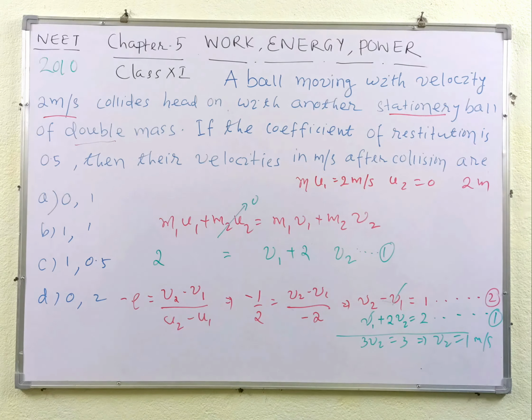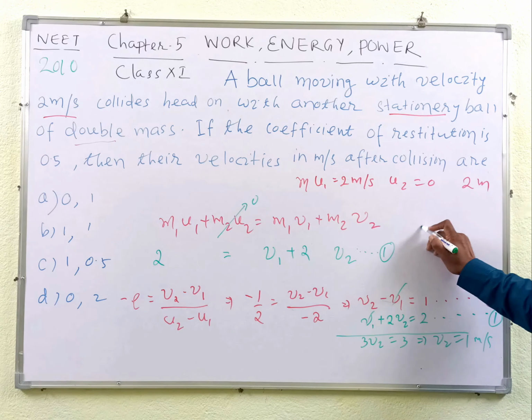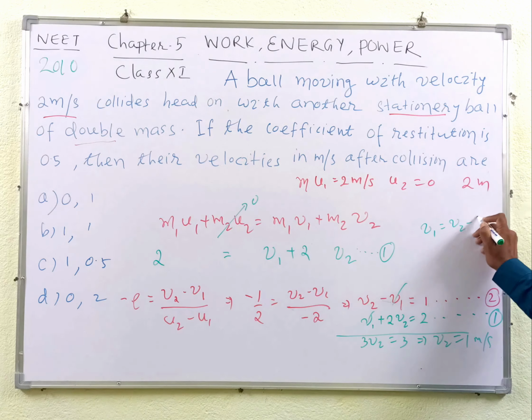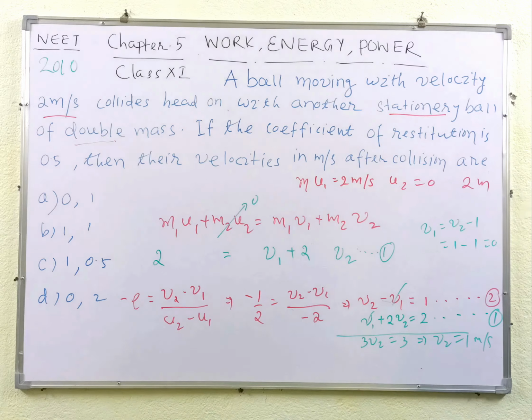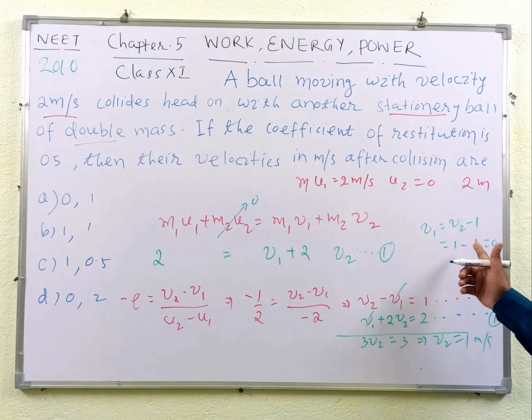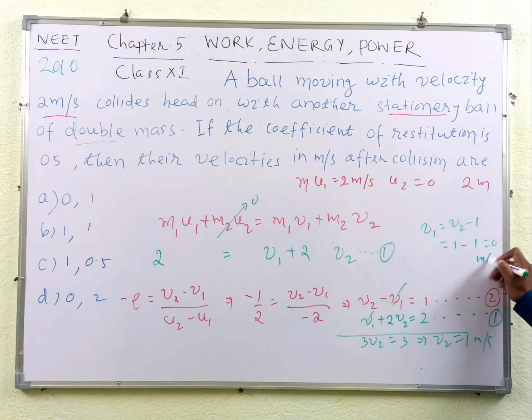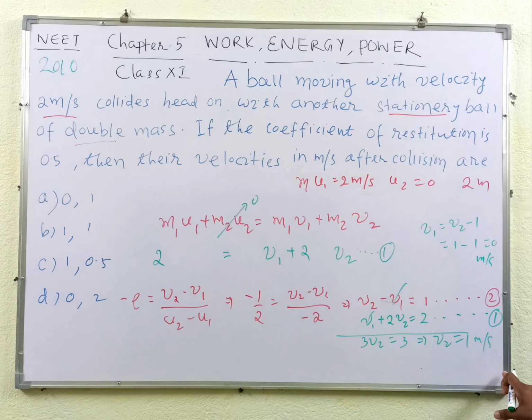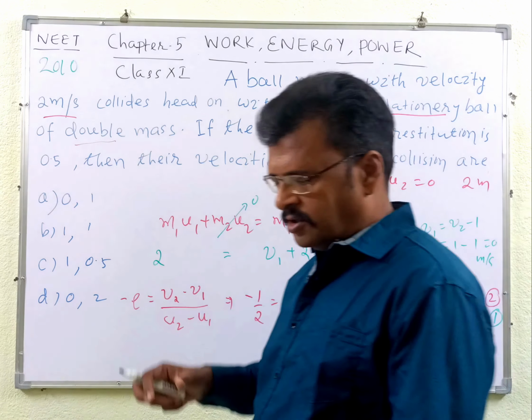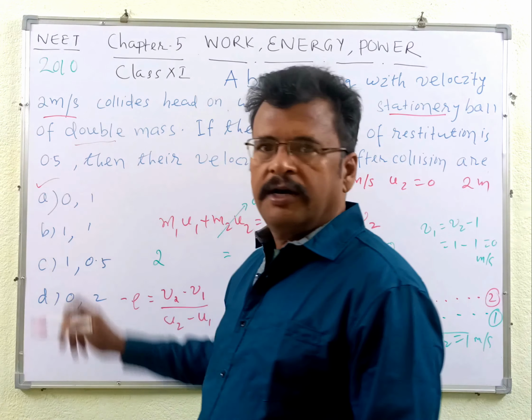And what will be v1 from this equation? v1 will be equal to v2 minus 1, or 1 minus 1, which is equal to 0. So the final velocity of the first body will be 0 meter per second, and the second body will be 1 meter per second. So 0, 1 will be the answer. It is in option A. So students, option A will be correct for this question.